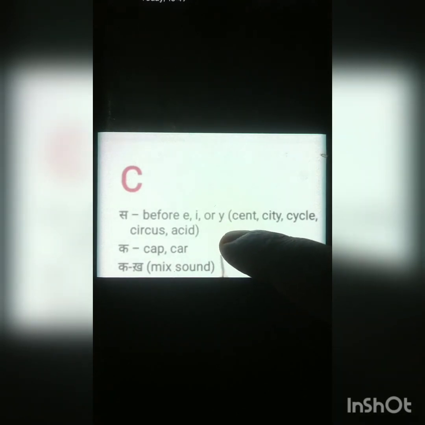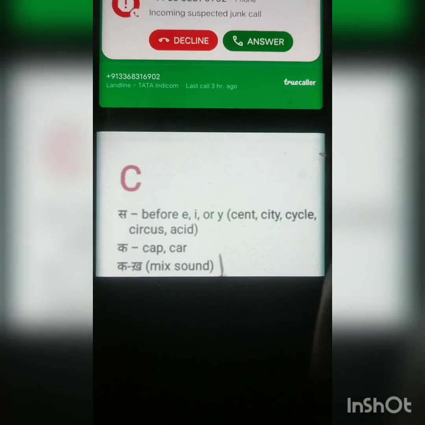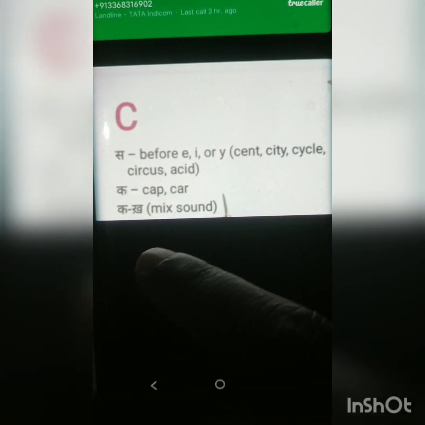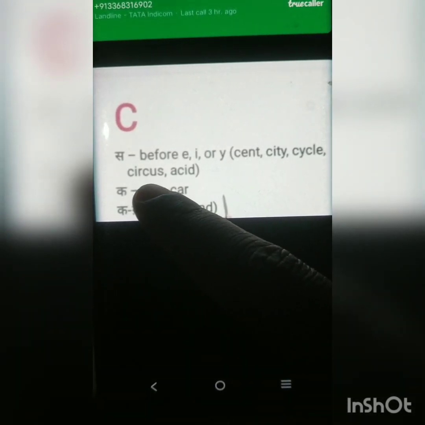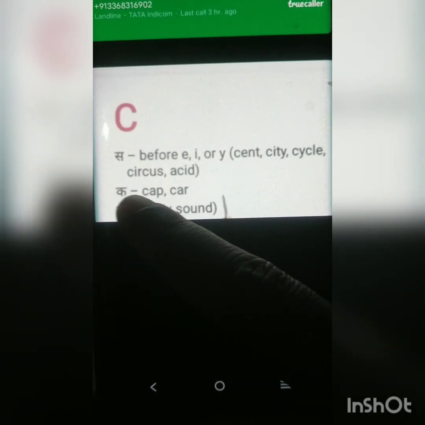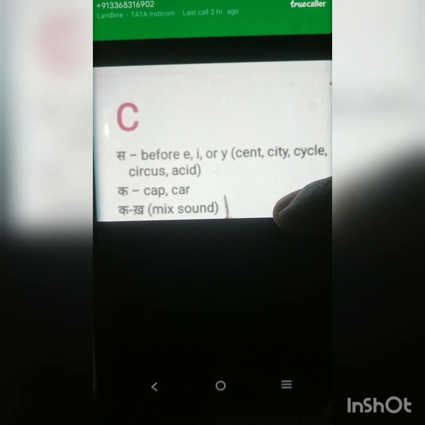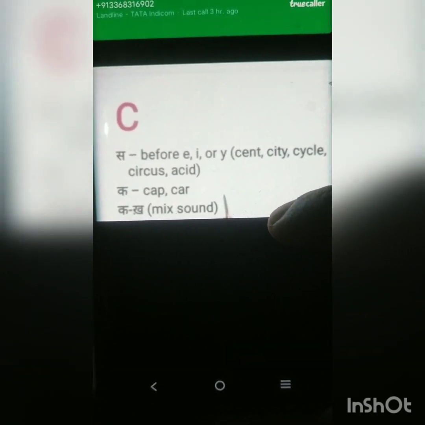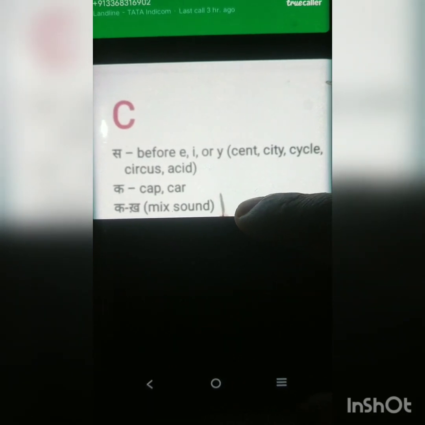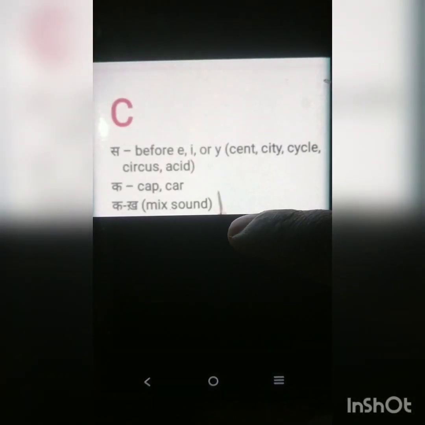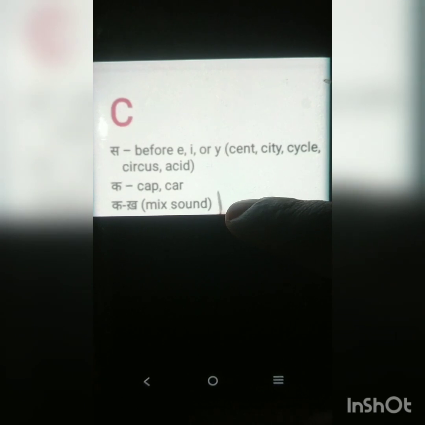If the C is coming before I, E, Y, then what will happen? We have to make it sa. Okay. Now you see, if after the C any vowel is coming, then it will be ka. Its sound will be ka. You see, car, cap. So if the C is coming in the beginning, and A sound is coming, then its sound will be ka.